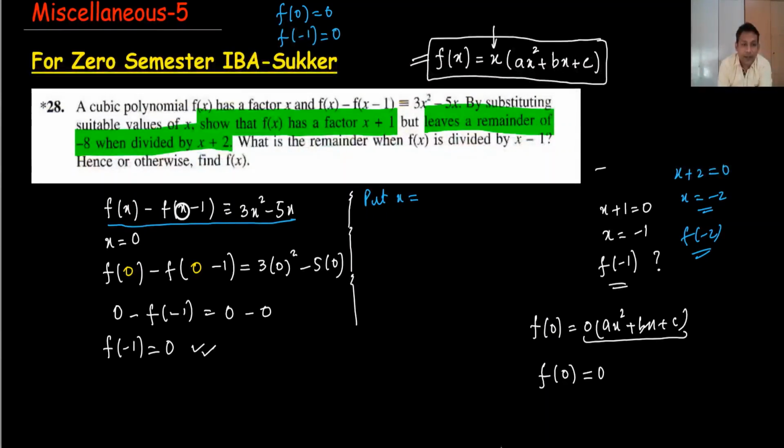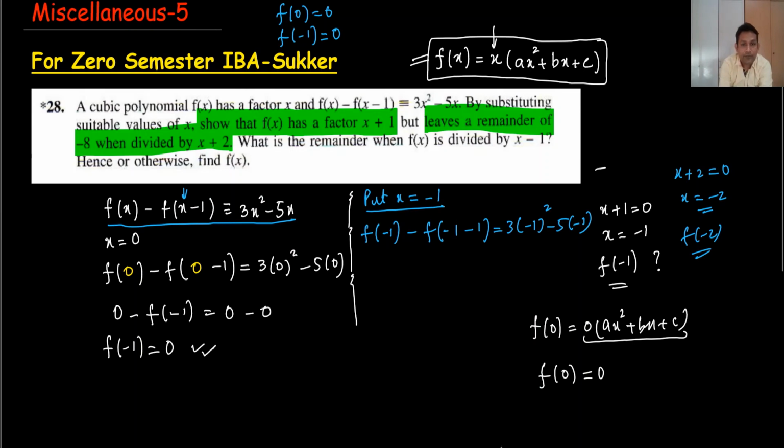What value should I write here to get minus 2? How can I get minus 2 here? Minus 1 is already there. I need to put x equals minus 1. If I write minus 1, this will automatically become minus 2. So now, once again, f of x. I will write minus 1. First of all here, minus 1 minus f, here minus 1 minus 1, is equal to 3 times minus 1 whole square and minus 1.